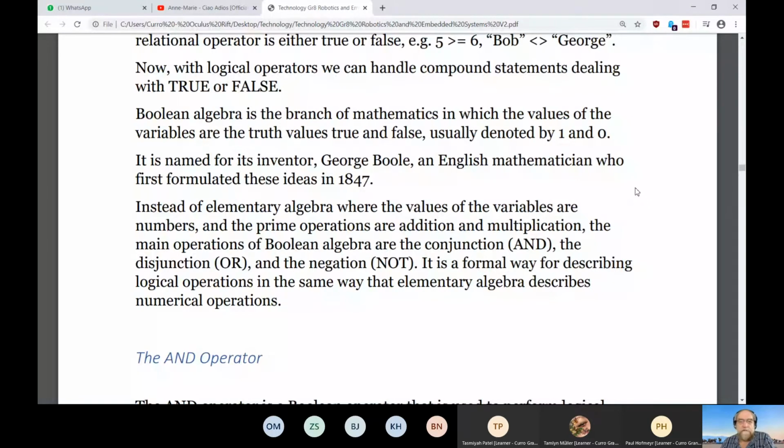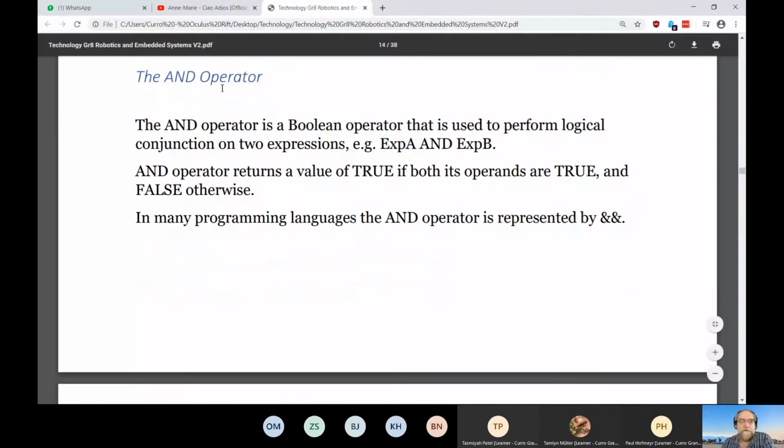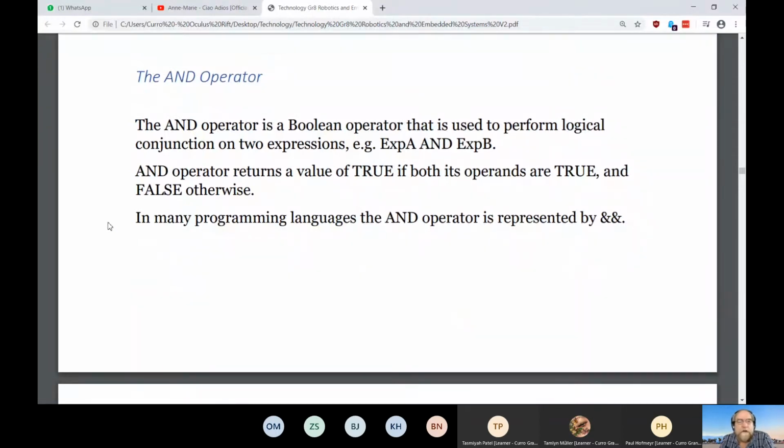Okay, so let's pick those off one by one. Let's tackle the AND operator first. The AND operator is a Boolean operator that's used to perform logical conjunction between two expressions. So we would say expression A and expression B. Now, don't worry about the word conjunction, it's a fancy term. No one's going to ask you that in a test. But this next piece is important.